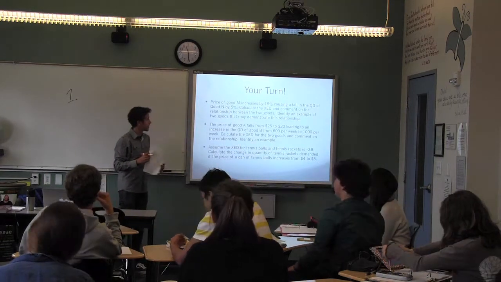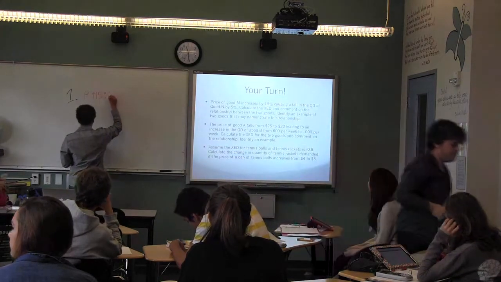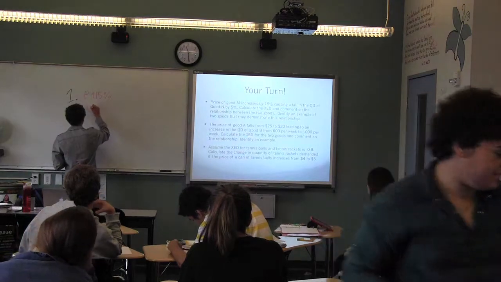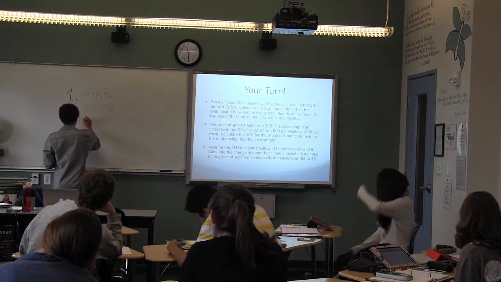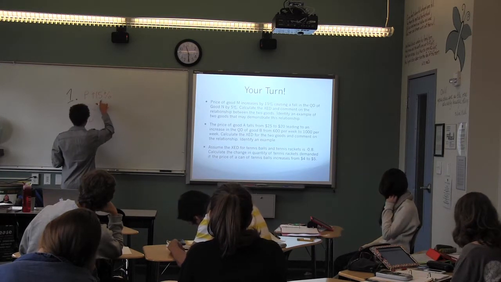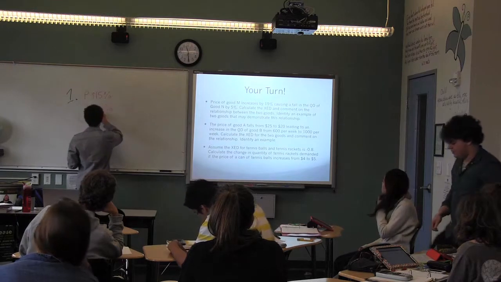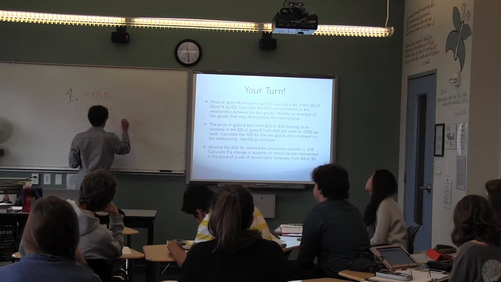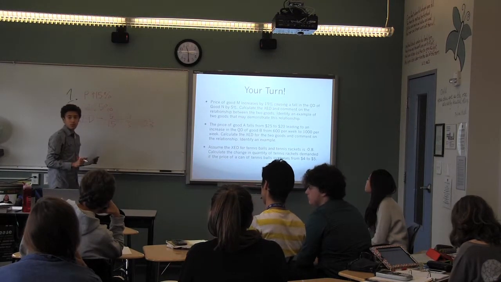Okay, so first we know that the price of good M increases by 15%, and the quantity demanded goes down by 5%. To calculate the XED, you need to do the percent change in quantity demanded over the percent change in price. I'm just going to make this negative since it goes down. So negative 5 over 15, which equals negative 1 over 3, which equals negative 0.3.